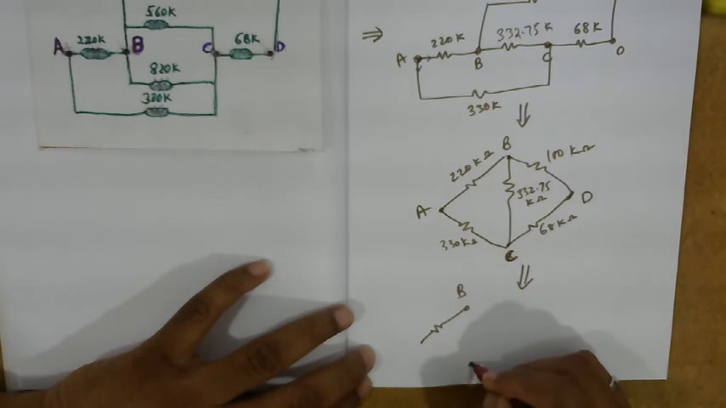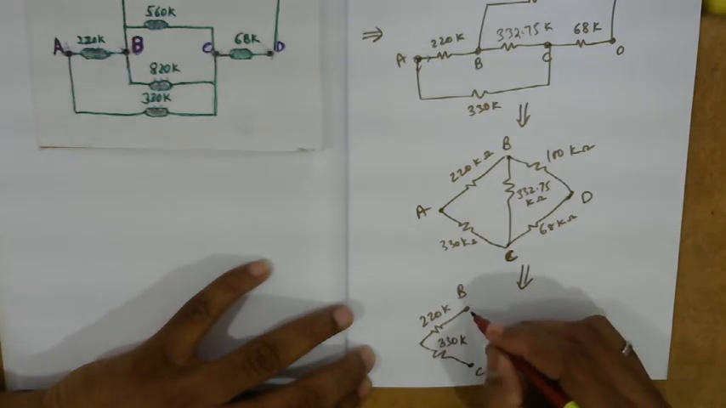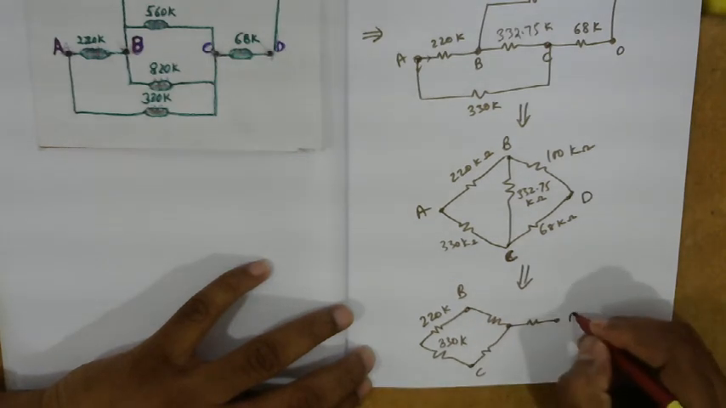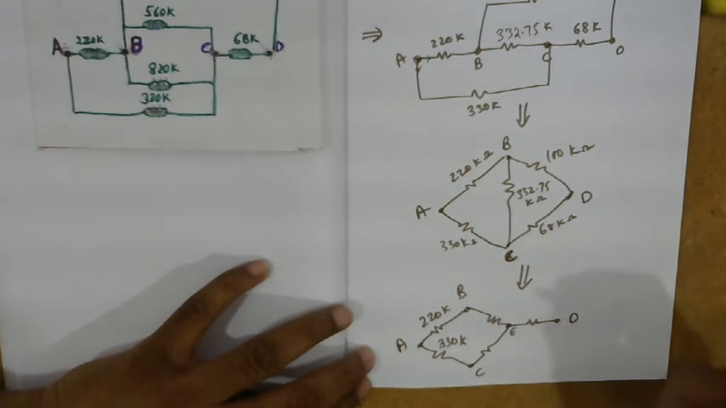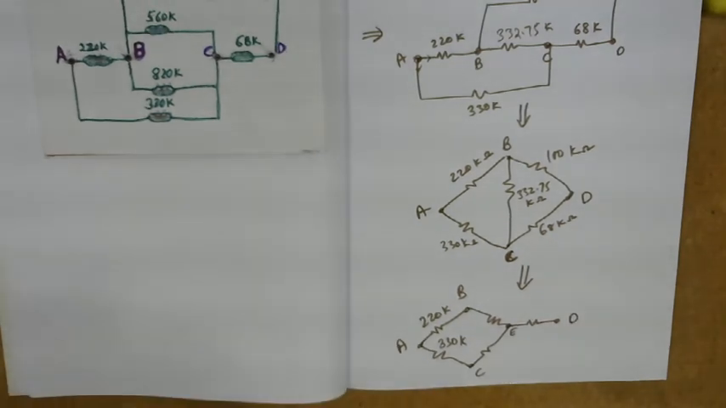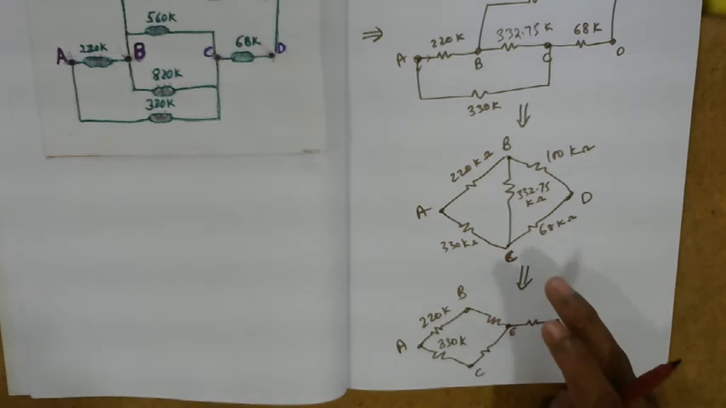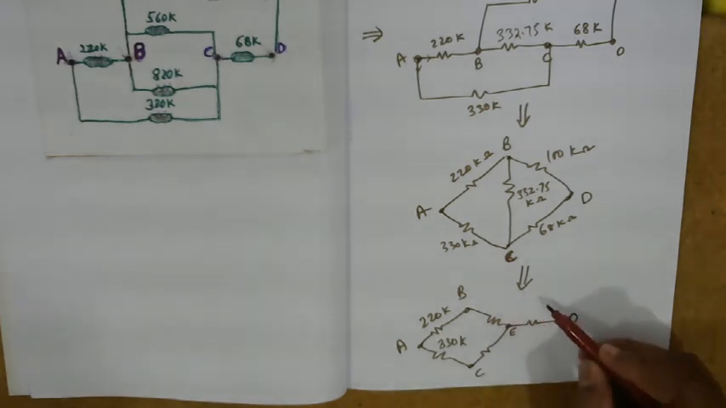So B, C points are there. This is 220 kilo ohms and this is 330 kilo ohms. Here I get a new resistance and a new star point, and a new resistance and a new star point, and a new resistance and star point. So this is D and this is A. For the sake of better understanding, let's call this point E. So we now created an additional node. Whenever you convert delta to star, you introduce a node, and whenever you convert star to delta, you eliminate a node. Now, what are the values of these resistances?